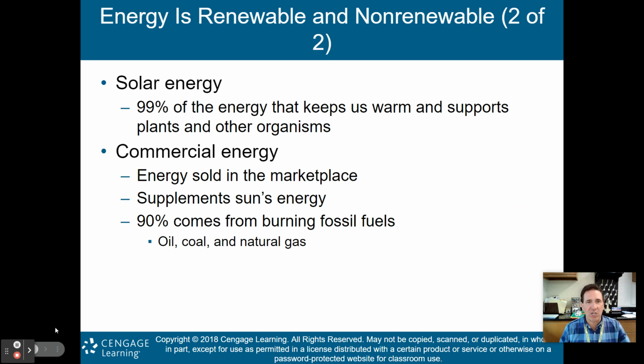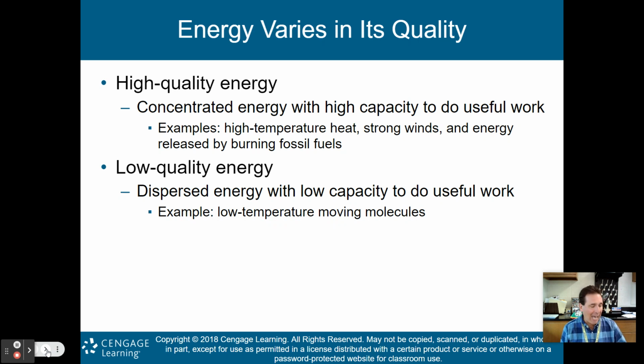We have solar energy, right? 99% of the energy that keeps us warm and supports plants and other organisms comes from the sun. Commercial energy is energy that is sold in the marketplace. It supplements the sun's energy. And unfortunately, right now, 90% of the commercial energy out there comes from the burning of fossil fuels, oil, coal, natural gas. We obviously need to get that number down. This is one of the main reasons why we do have the global warming issue going on with all that extra carbon in the atmosphere.